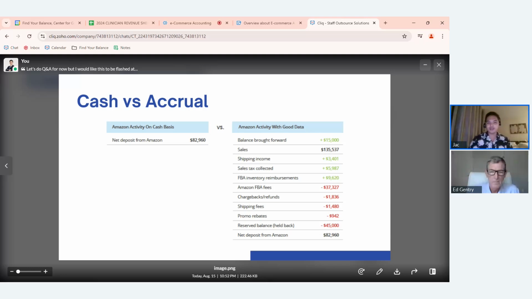In reality, if we're going to take a look at what composes that 82,860, normally in an Amazon setting, it would look like this. It has its sales component. So technically, your actual sales could have been $135,000, plus those other shipping income or sales tax collected, less those Amazon fees, refunds, promo rebates, etc.